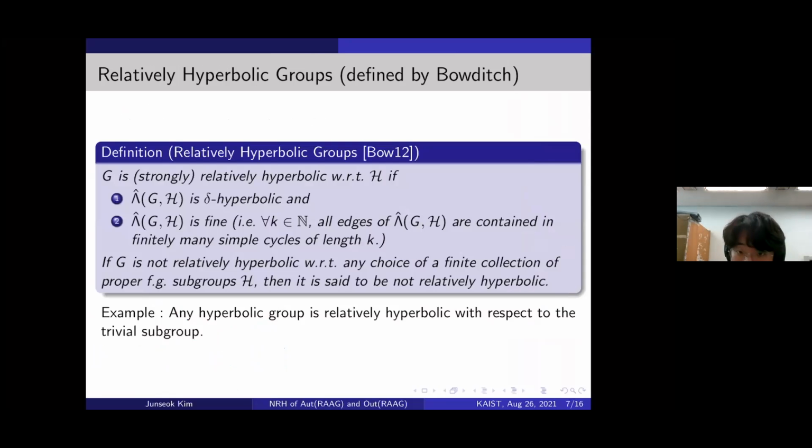And here's the definition of relatively hyperbolic groups. If we satisfy these two conditions, then we say that G is strongly relatively hyperbolic with respect to H. At first, we need delta-hyperbolicity of the coned-off Cayley graph for some delta.